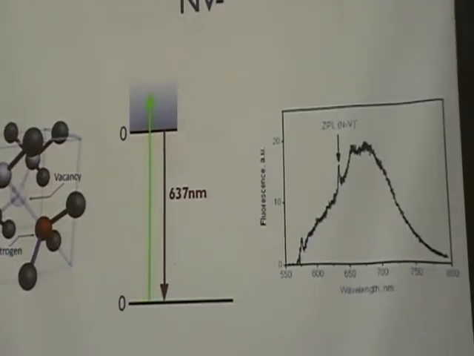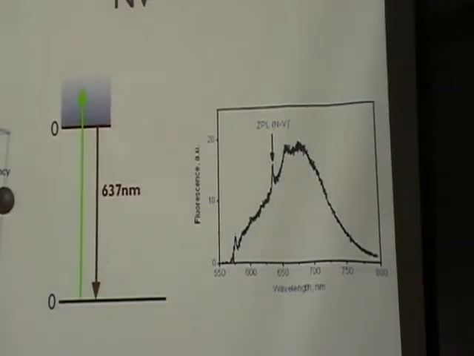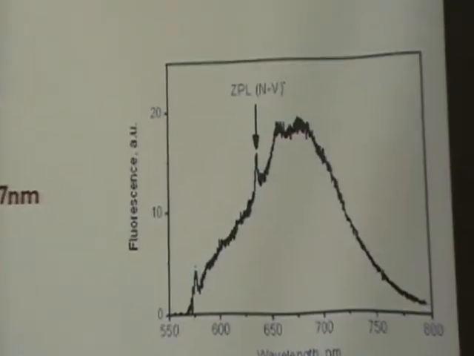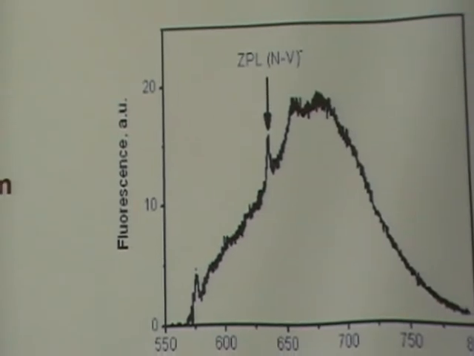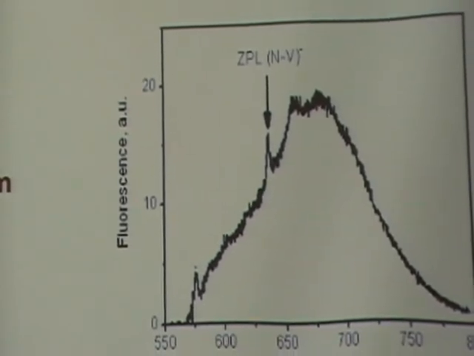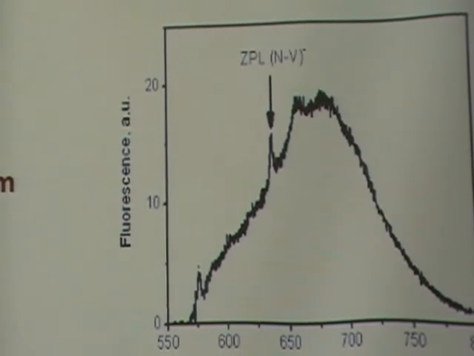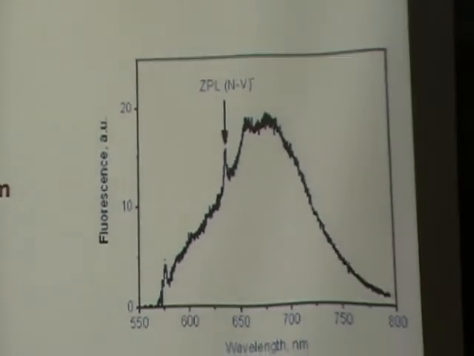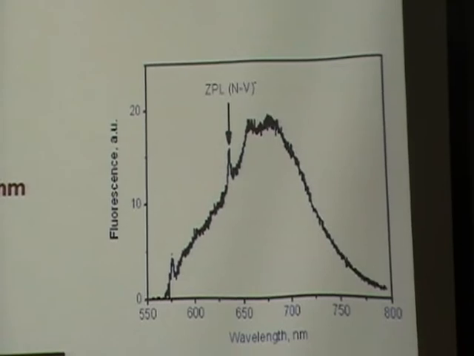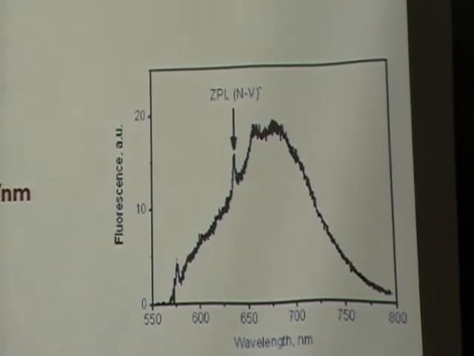So I shine in exactly such a laser here at 532 nanometers, and then I get a big hump of redshifted photons. So these are red photons starting, let's say, at 570 up to 800 nanometers. So this is what you get efficiently out of such an emitter.